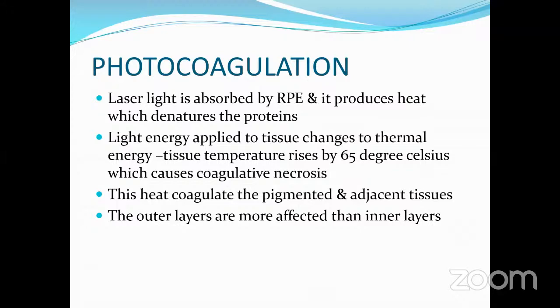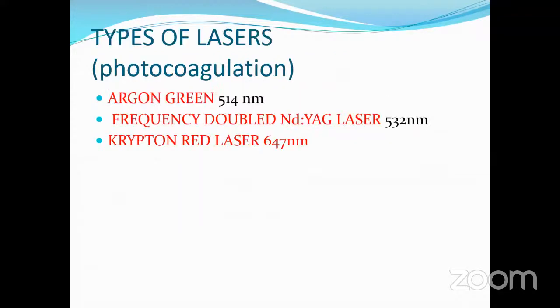Now, when you say the outer layers, we're talking about the outer layers of the retina because they have more melanin, and that is why the effect is more in the pigmented areas. Now, the types of laser which are used for photocoagulation would be an argon laser with 514 nanometer. As I said earlier, the frequency doubled NdYAG laser, which is 532 nanometer, and the krypton red laser, which is 647 nanometers. These are the lasers that are used for photocoagulation.